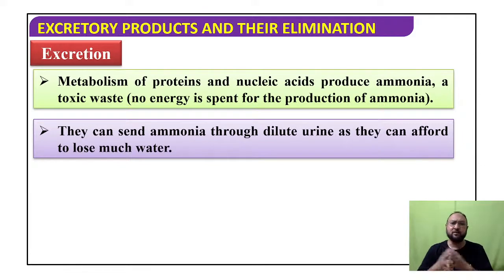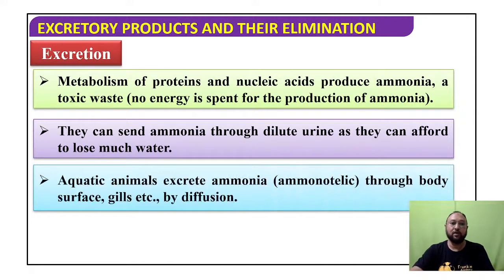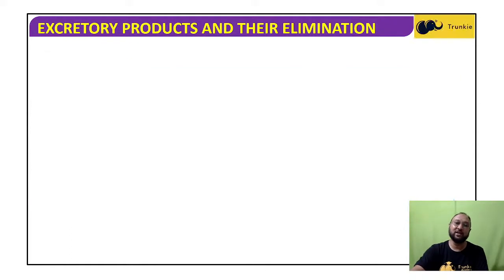So, excretion: the metabolism of proteins and nucleic acids produces ammonia and toxic waste. No energy is spent for the production of ammonia. So they can send out ammonia through dilute urine, as they can afford to lose much water. If water is there, ammonia can be removed with the help of the water. Aquatic animals excrete ammonia, ammonotelic, through body surface, gills, etc. by diffusion, because since they are living in the water, they can lose their ammonia by diffusion only.